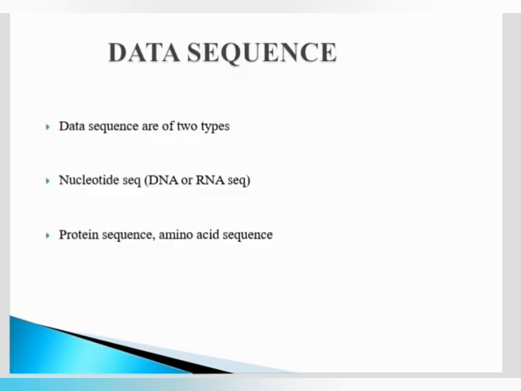And the topic that I am going to discuss is data sequence. What is data sequence in bioinformatics? Sequence analysis is the process of subjecting DNA, RNA, or peptide sequence to any of a wide range of analytical methods to understand its features, function, and structure evolution. And data sequence is of two types: nucleotide sequence, that is DNA or RNA sequence, and protein sequence, that is amino acid sequence.